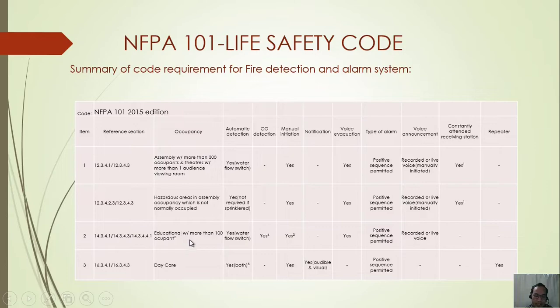So the next occupancy is daycare. What are the requirements for daycare? We need detection, manual detection, yes. We don't need voice evacuation, only audible and visual notification. It means horn strobe. When we say audible and visual, both audible and visual are required. So here in daycare, it's audible and visual notification. Type of alarm, same, positive sequence permitted.